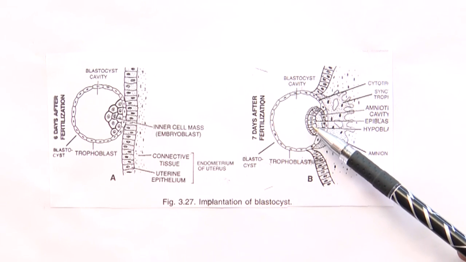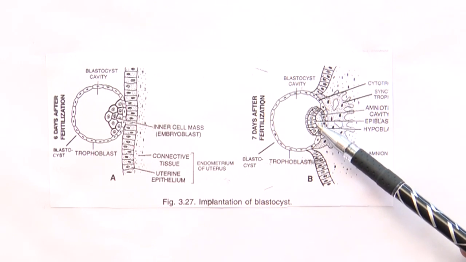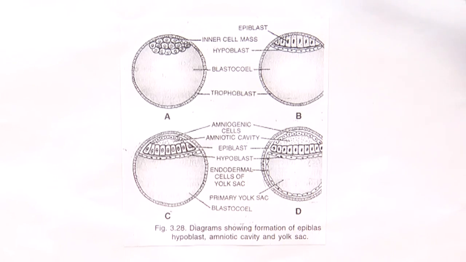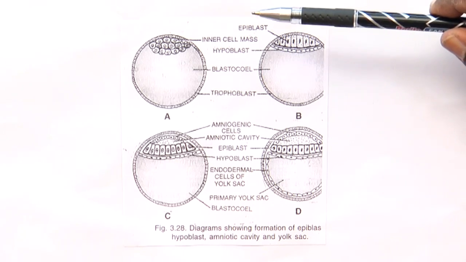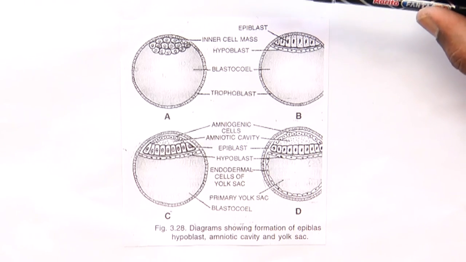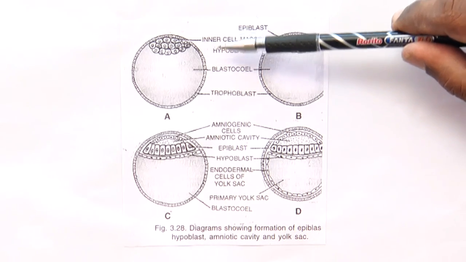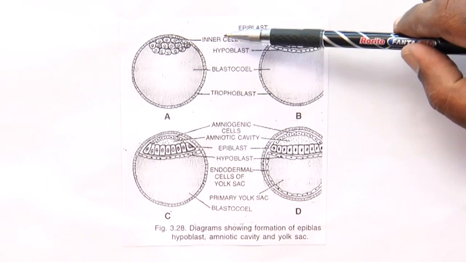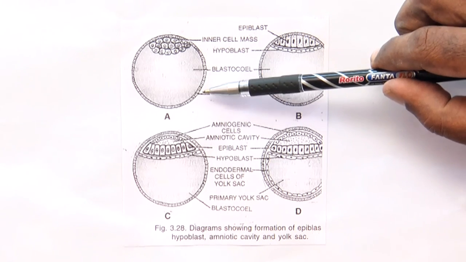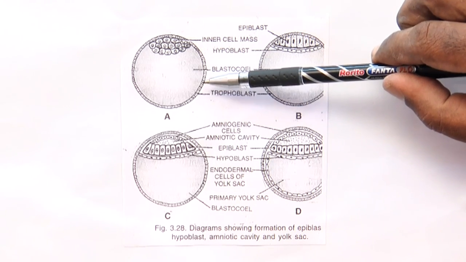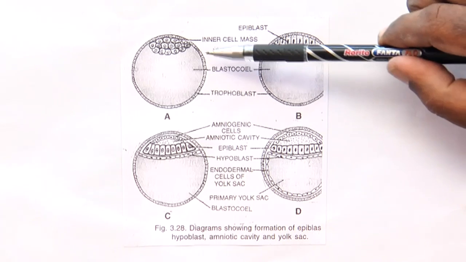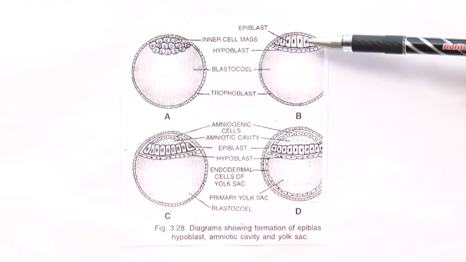One hypoblast and one epiblast. We will see a detailed structure of this now. So here you can see how the embryonic disc is formed. So this is the blastocyst with the inner cell mass. This is the trophoblast. Later what happens, this inner cell mass gets differentiated into two layers.